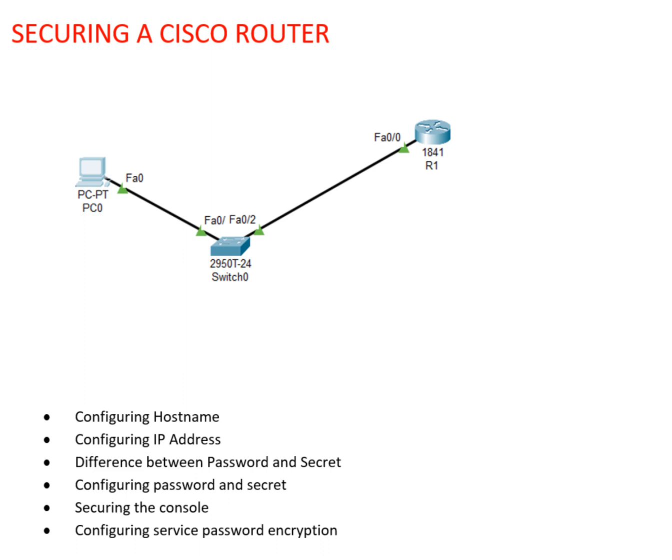We will first look at the number of things we are supposed to configure. One, we are going to configure a host name, and then we will configure an IP address. We are going to look at what the difference is between password and a secret, after which we are going to configure or secure the console. After that, we will finally end by configuring service password encryption. So let's dive straight into it.